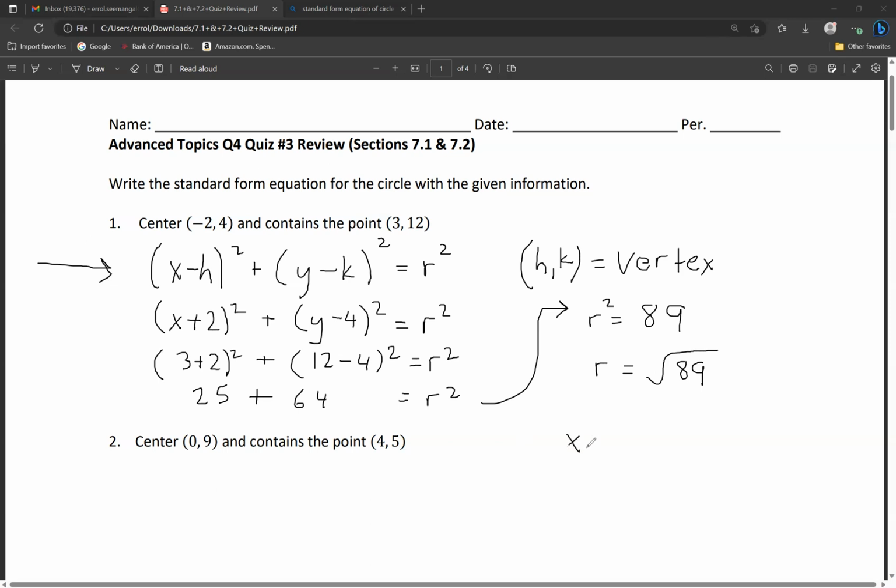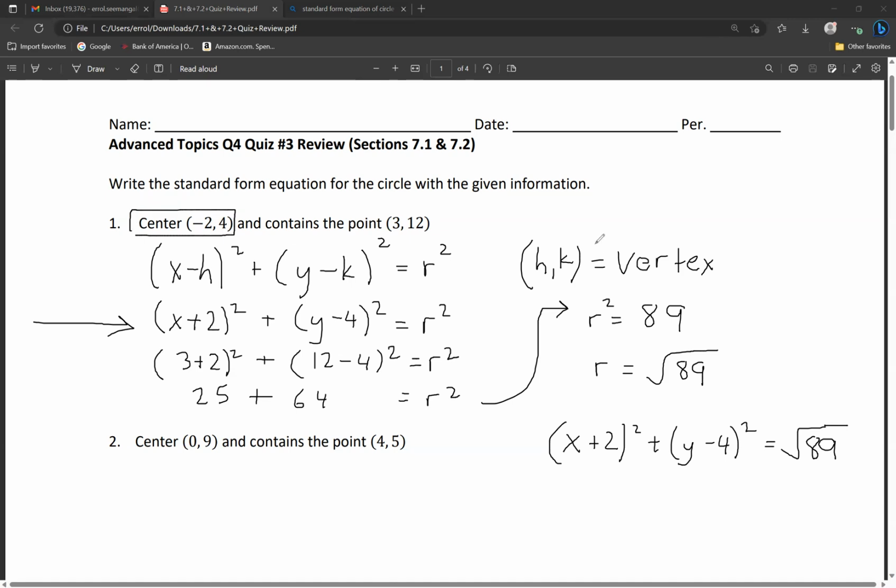So this equation: x plus 2 squared plus y minus 4 squared equals root 89. Y minus 4, right? That's y right there. So basically all you're doing is taking the vertex, or I'm sorry, I said vertex. I meant center. This is not vertex, this is center. Sorry, I said vertex. I meant center.